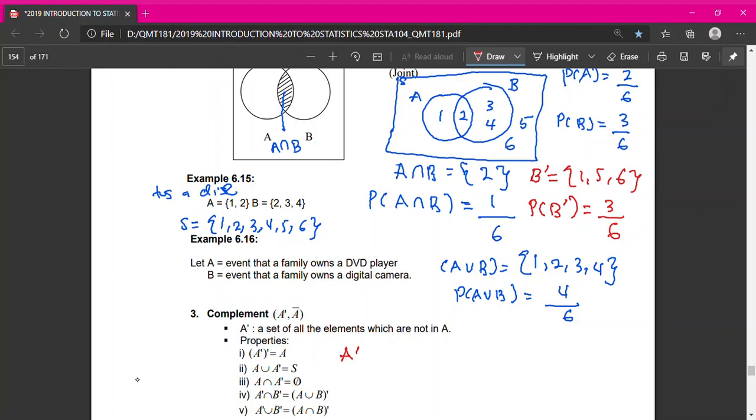A complement adalah 3, 4, 5 dan 6. B complement pula adalah 1, 5 dan 6. So, A complement union dengan B complement, maksudnya kena tambah ke semua ni lah. So, it will be 1, 3, 4, 5 and 6. Sama juga dengan A intersect B complement. A intersect B adalah yang ni, 2 kan? Selain daripada yang ni adalah 1, 3, 4, 5 and 6.